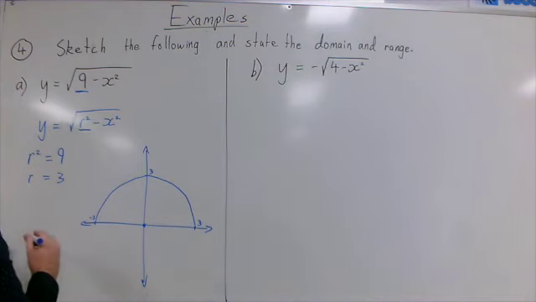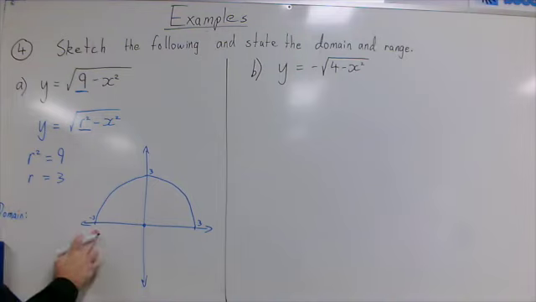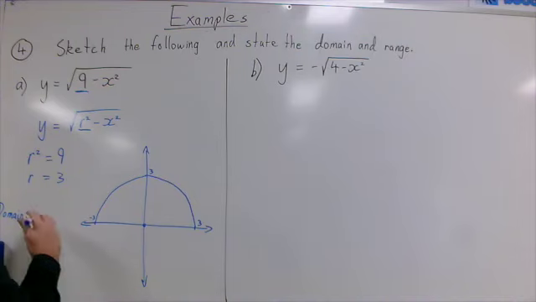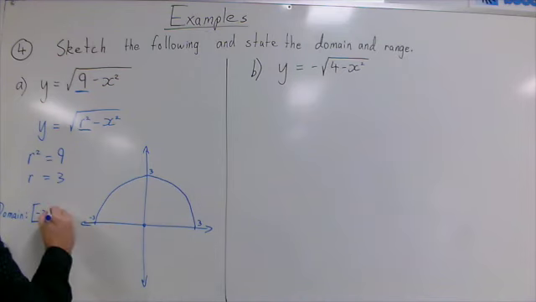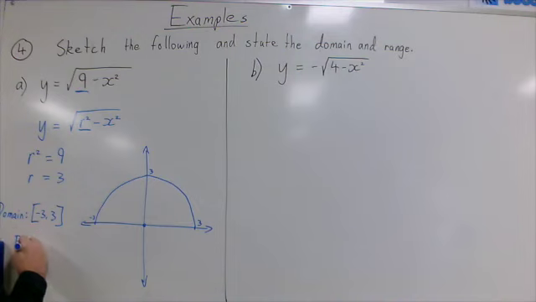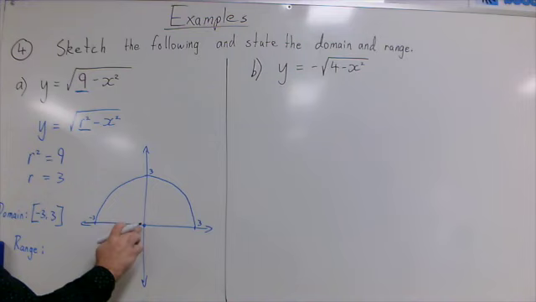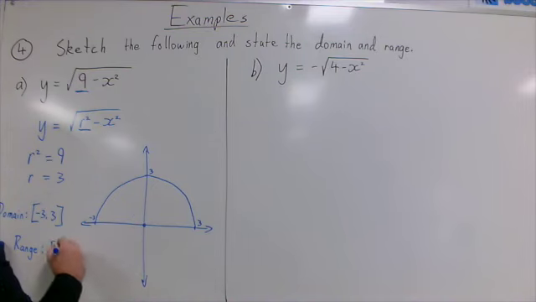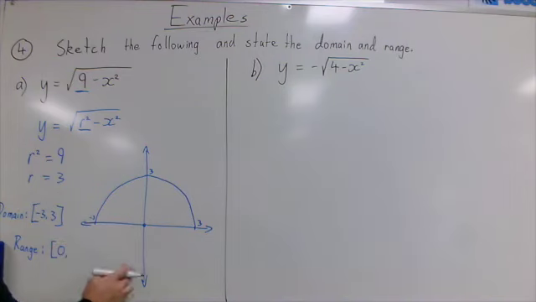Alright, for the domain and range, the domain is looking at the x values. So the first left we can go on the x-axis is minus 3. And first right we can go is 3. Remember, square brackets because we can actually touch those points. For the range, 0 is the first down we can go because we don't go below the x-axis. And then going up, we go all the way up to 3.